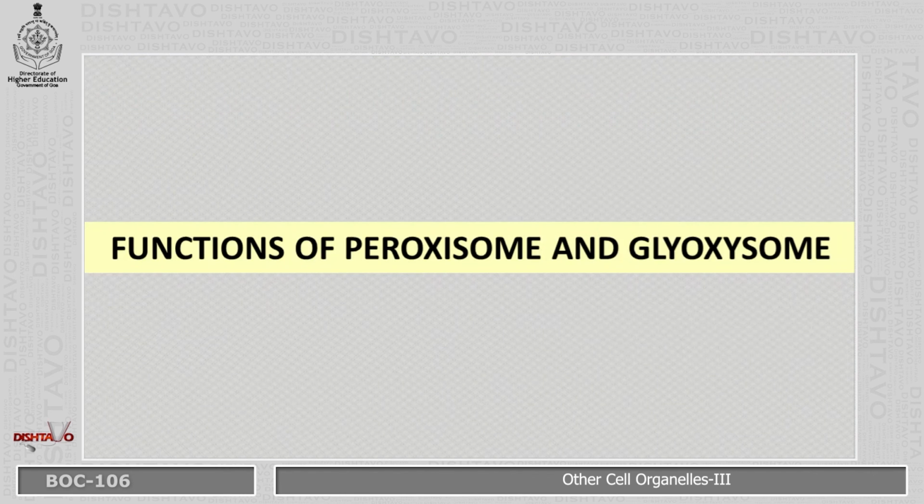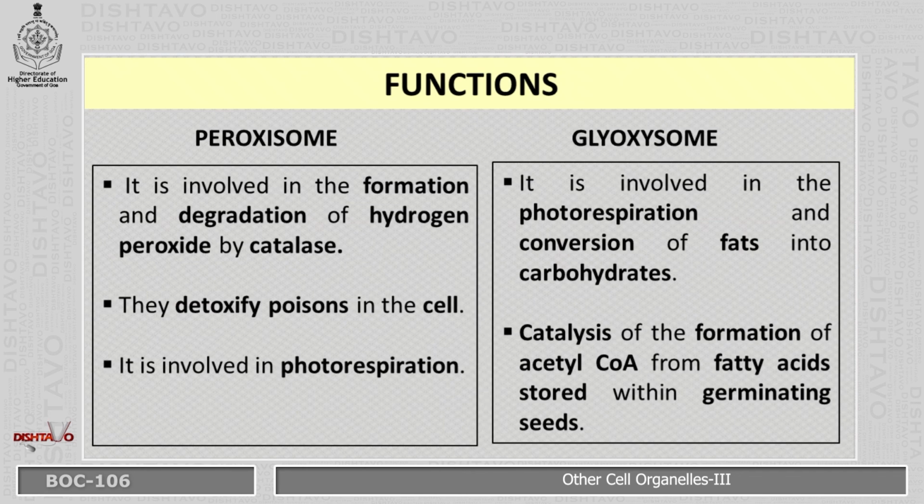Let us see the functions of peroxisomes and glyoxysomes. Peroxisome is involved in the formation and degradation of hydrogen peroxide by catalase. Glyoxysome is involved in the photorespiration and conversion of fats and carbohydrates. Peroxisomes detoxify poisons of the cell, whereas glyoxysome catalyses the formation of acetyl coenzyme A from fatty acids stored within the germinating seeds. Peroxisome is involved in the photorespiration.